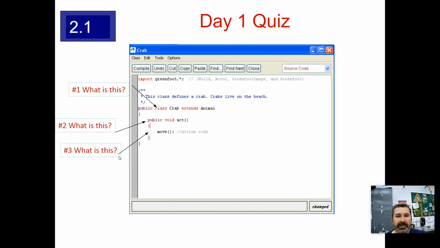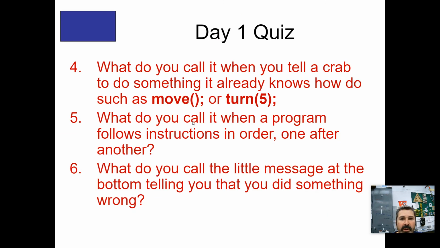All right. Here's the quiz. What is this called? And what does it do? What is this called? And what does it do? And the answer is, you do it. I'm not going to tell you. You can go back to the beginning and figure it out. I already told you. All right. What do you call it when you tell a crab to do something it already knows how to do, such as move or turn? What do you call it when a program follows instructions in order, one after the other? What do you call a little message at the bottom telling you that you did something wrong? If you don't know those, you better ask me in person.